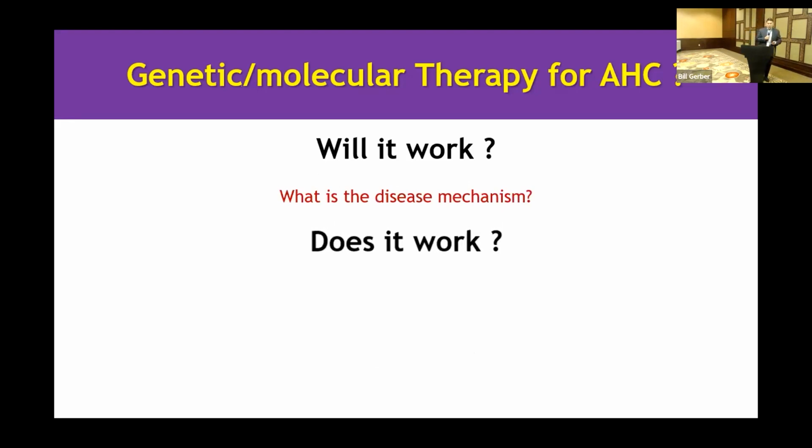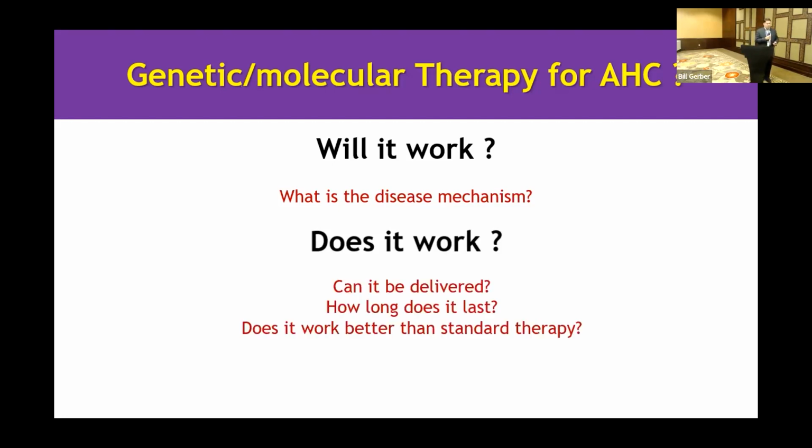The way to approach, will it work? I think we have to know about the disease mechanism to be able to conceive of a strategy that something like a genetic therapy will actually work. And then, does it work? Much more complicated, but there one has to figure out how you are going to deliver this magical genetic therapy to the brain, which is one of the more challenging organs in the body to treat. You have to consider, how long will it last? Does it have to be dosed multiple times, or will once do it? And ultimately, does it work better than standard therapy? That's where clinical trials come into play.